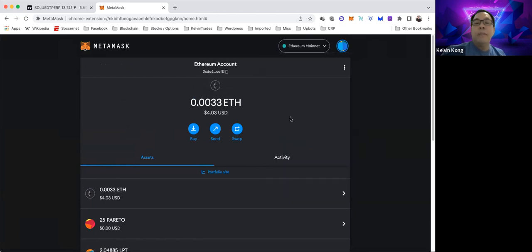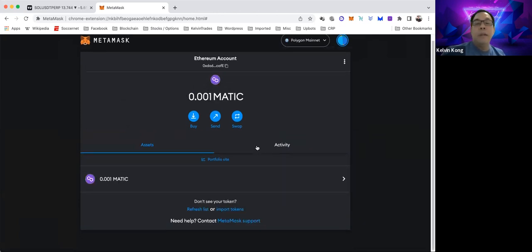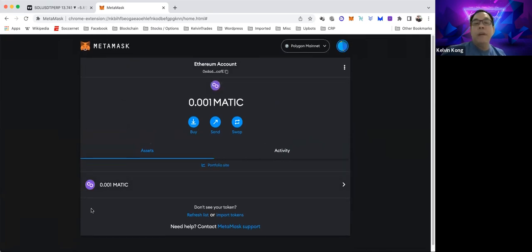Then if I go to the Polygon mainnet, whatever coins that are here are stored in the Polygon blockchain, even though it's the same address. You get what I'm saying? So far so good, guys. Or confused already.